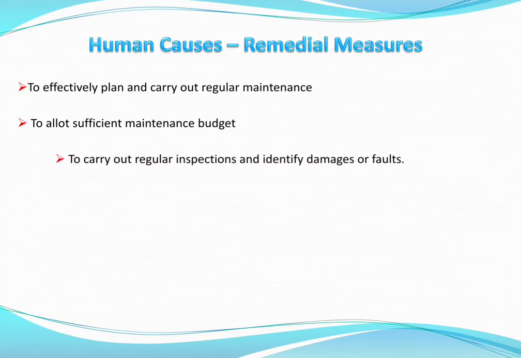Next is to carry out regular inspections and identify damages or faults. It is very important that an expert carries out the inspection, say an electrician or a plumber. We have to carry out these timely inspections so that damages or faults are identified at the initial or root level itself. If they are not identified, they grow and become a major cause of deterioration, which hits the structure badly, and repairing it is a financial burden.